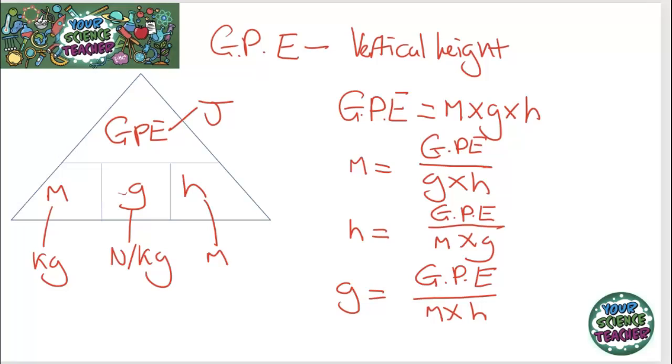Another key equation for you to know is the gravitational potential energy. And this is the amount of energy gained when you go up in vertical height. And in order to calculate the gravitational potential energy, what you need to do is you need to do the mass times the gravity times the change in height.